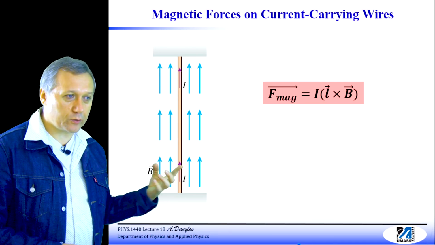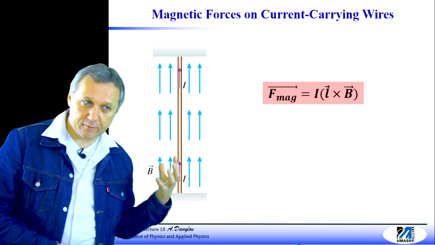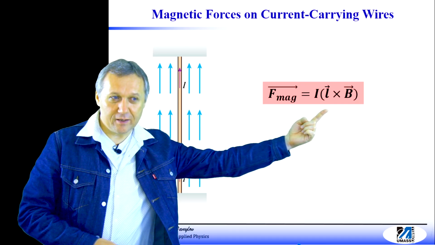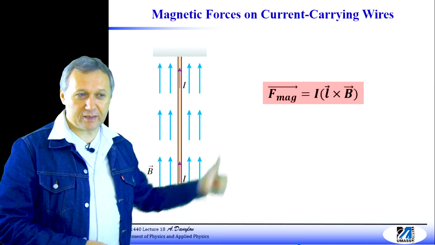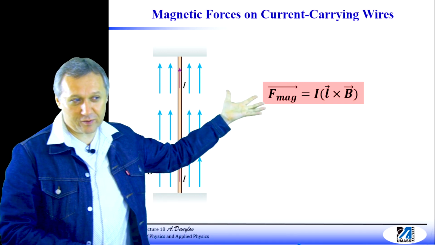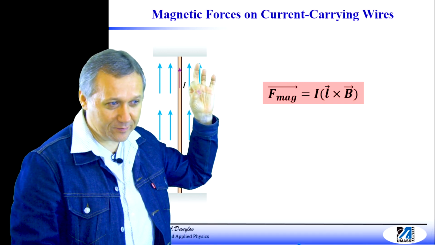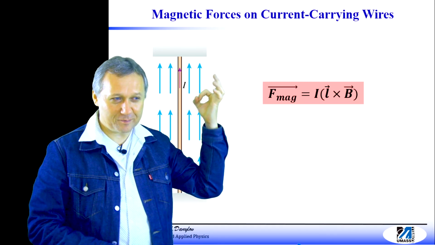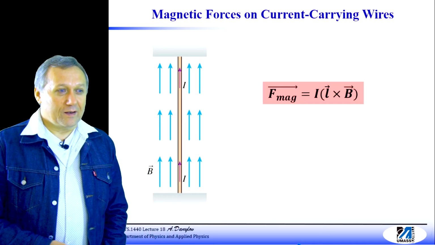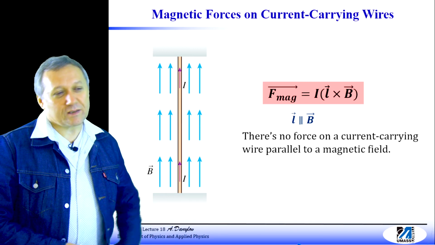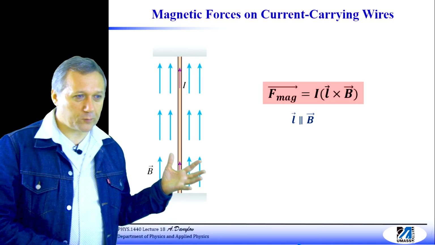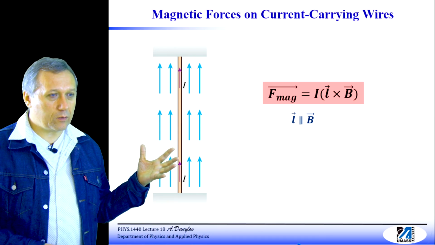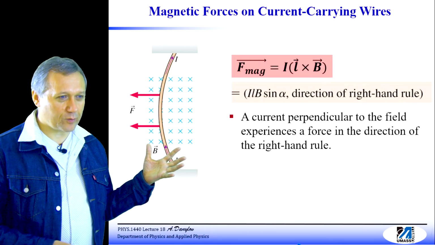This wire is not going to experience any magnetic force. Again, as I said, direction of L is determined by the current. L is up, magnetic field is up, cross product of two parallel vectors is 0, right? Yeah, something like this can be among conceptual questions on the exam.